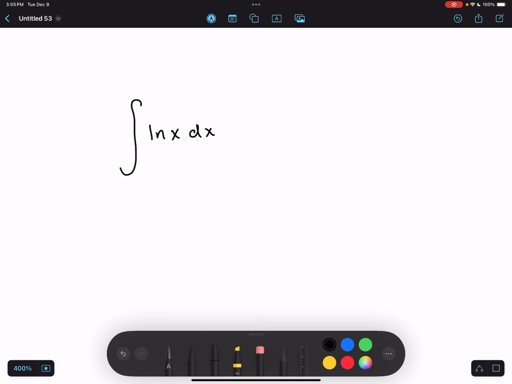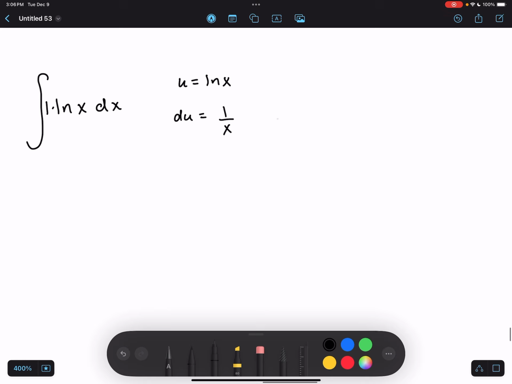Now, what a lot of people don't understand at first is that ln x isn't just ln x, it's actually 1 times ln x. And because it's 1 times ln x, we can let u equal ln x, because we can easily differentiate that to get 1 over x. The reason we let u equal ln x and not dv equaling ln x is because if we were to put ln x here, we would have to integrate that to find v.